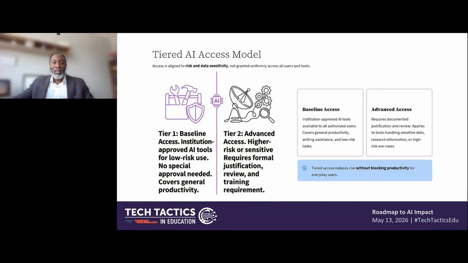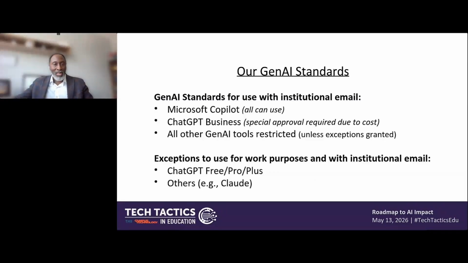And so with that tiered approach, this slide just shows a little bit of what I touched on, Copilot and ChatGPT Business. All of the other Gen AI tools are restricted. They're not a part of our standard unless exceptions are granted. So outside of Copilot and ChatGPT, everything else is restricted or prohibited, again, unless someone justifies the need for that tool, that Copilot or ChatGPT Business cannot be used for. Exceptions.